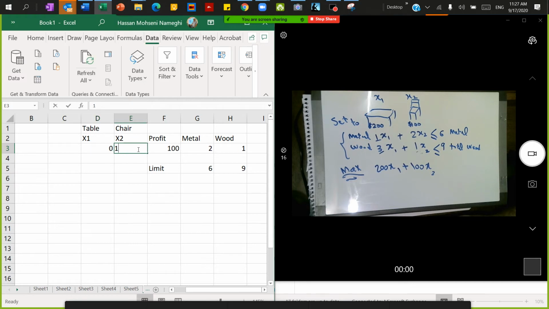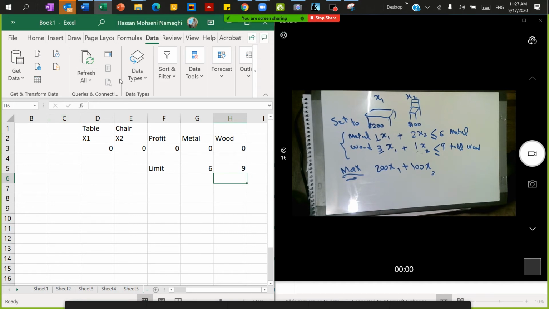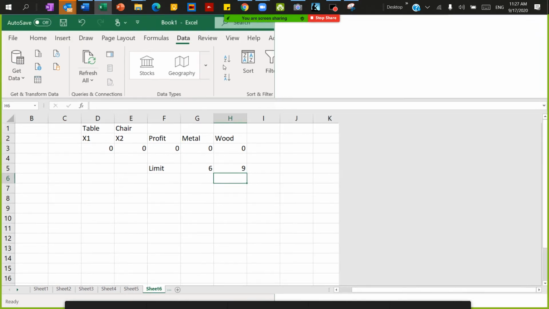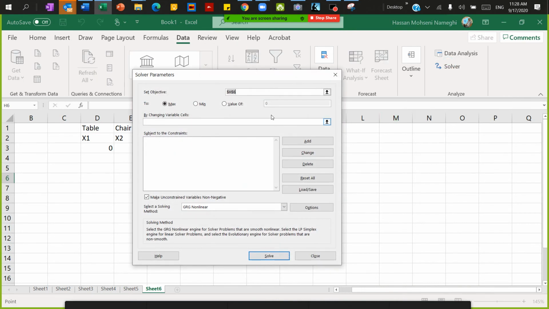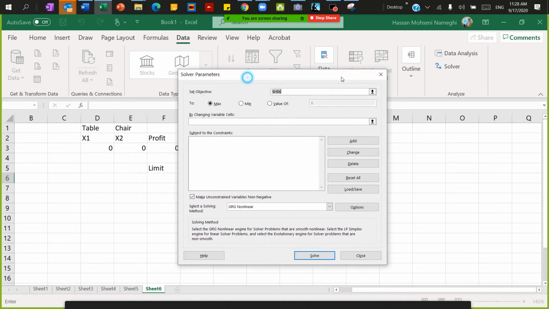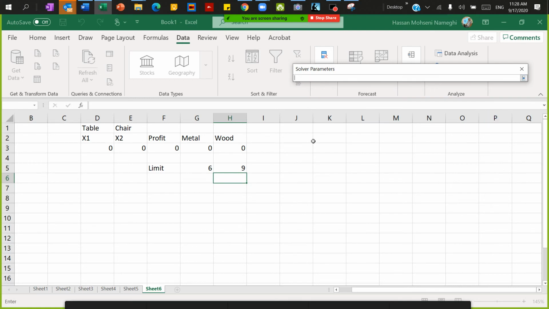Again, I'll go back to values of 0 and 0, and then I'll use Excel Solver to do the calculation for me. To use Solver, you simply click on Data, and you already have the Solver. In this case, I want to maximize the profit cell, which is F3, by changing these two cells, X1 and X2.